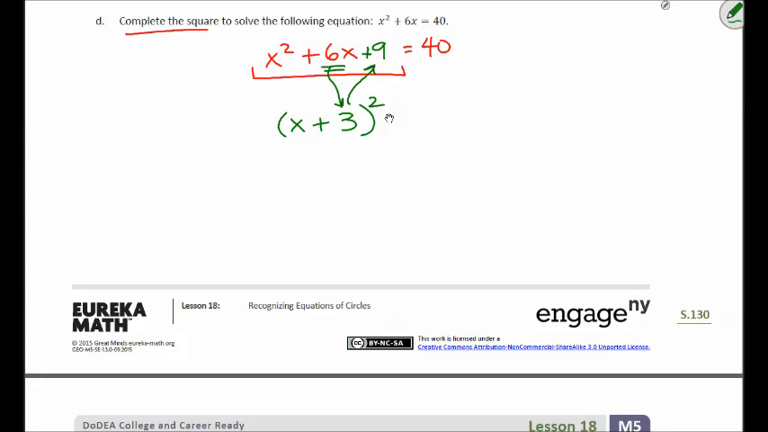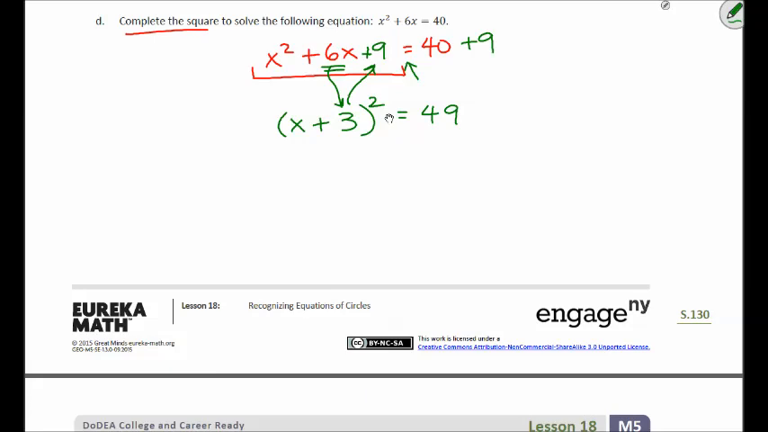Now, hopefully, you're uncomfortable with what I just did, meaning that I added something only to the left side. And I'm hoping you're saying, whoa, whoa, whoa, if you do that, it won't stay equal. And it needs to stay equal. So what I do to the left, I must do to the right. And I'm going to add a 9 to this side as well to keep it balanced, to keep it equal. Okay, so I have that, and that means this is equal to 40 plus 9 is 49.